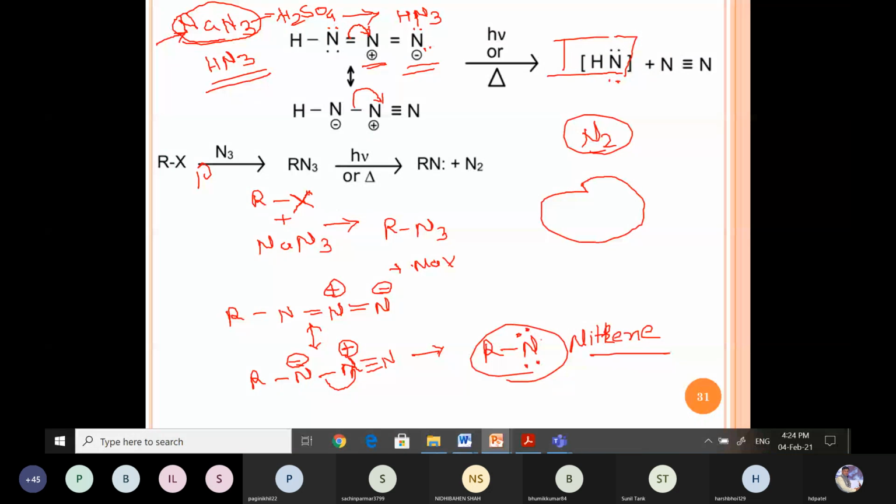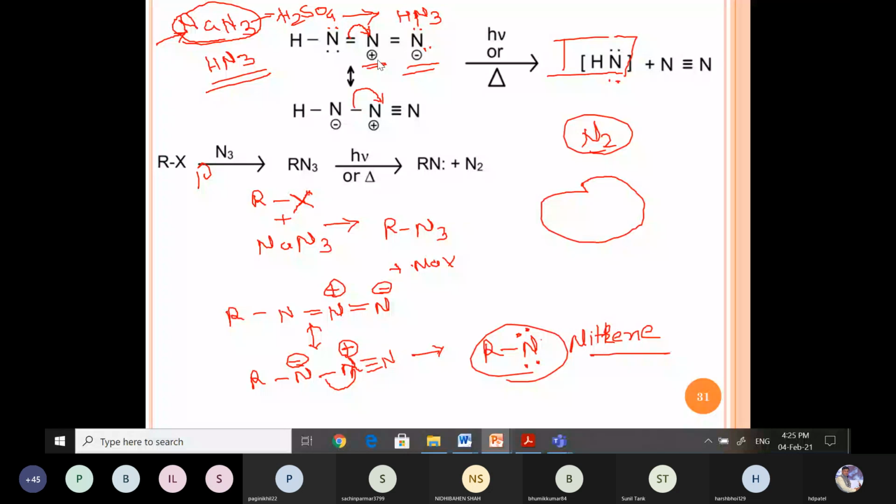The resonating structure is HN minus, then N plus triple bond N. In this condition, nitrogen having positive charge will pull electron from the N minus containing nitrogen, and as a result it will convert into HN, that is called nitrene, and nitrogen gas is eliminated.